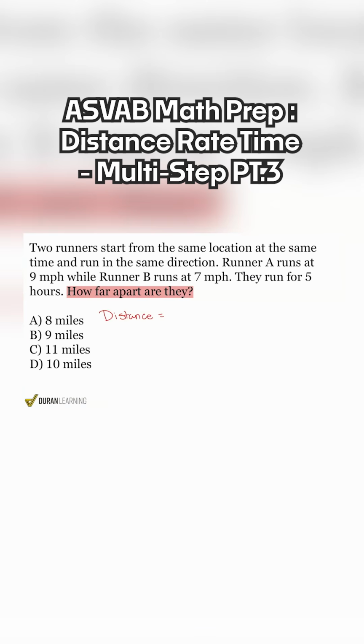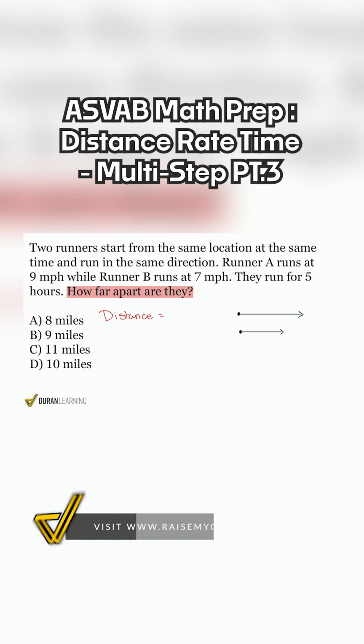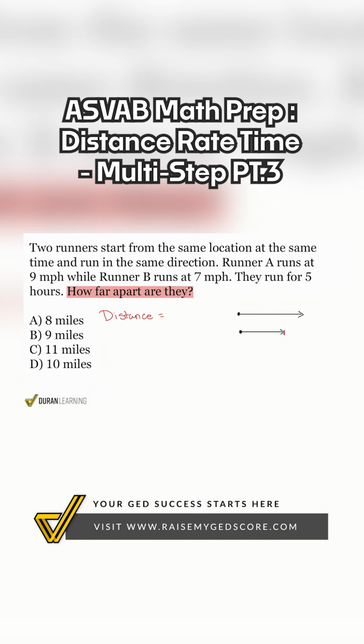So if we're thinking about two runners, we have runner number one, runner number two, running in the same direction at the same time. So everybody, let me know. If we're going in the same direction, what operation do we think of? Correct. We are going to be subtracting. Exactly. Because remember, if we're subtracting, we're going to be finding the gap between those endpoints.